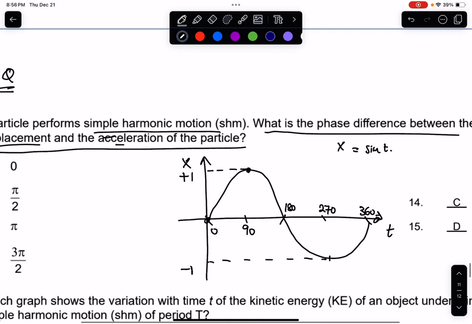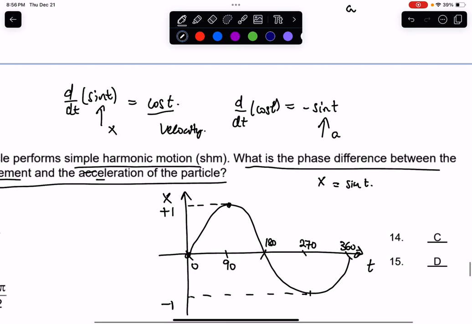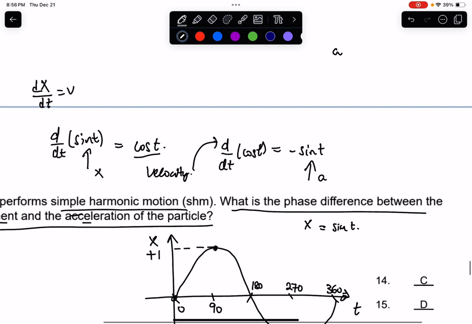Now, d by dt of sine of t, so this is your displacement function, if you take the derivative of that, you get cosine of t. So this is your velocity function. And then if you take d by dt of cosine of t, you get negative sine of t, which is your acceleration function. So if you take the derivative of your displacement, you get the velocity. Think of it: if you take the instantaneous gradient of the displacement time graph, you get velocity, right?